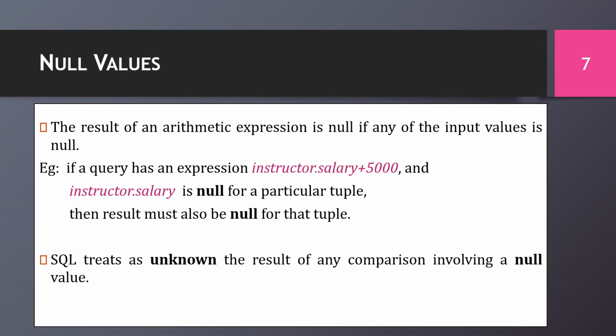The result of an arithmetic expression is null if any of the input values is null. For example, if a query has an expression instructor.salary plus 5000 and if instructor.salary is null for a particular tuple, then the result must also be null for that tuple. That is, the result of an arithmetic expression is null if any of the input values is null. When we are performing a comparison that involves a null value, SQL treats the result as unknown.